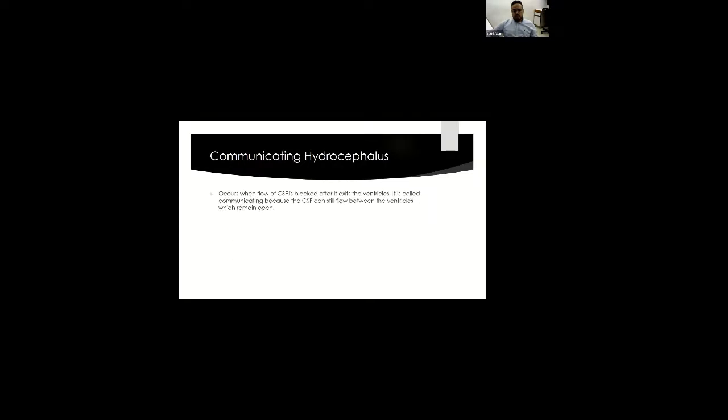It occurs when the CSF flow is blocked after it exits the ventricles. It is called communicating because the CSF can still flow between the ventricles, which remain open. The exact mechanism is unclear, and the underlying pathology includes poor absorption, decreased compliance, and unrecognized obstruction, difficult to ascertain in few individuals. One thing I would like to mention is that NPH is a cause of communicating hydrocephalus, and it may be secondary to decreased CSF absorption.